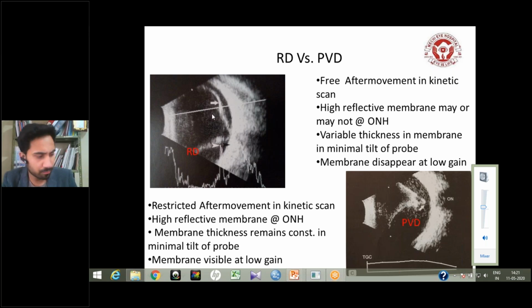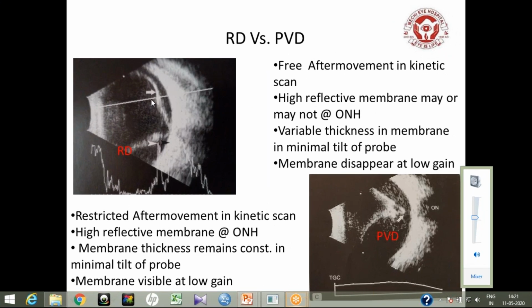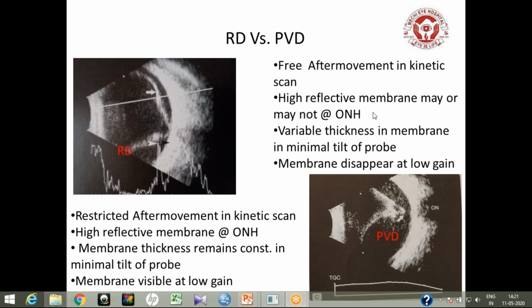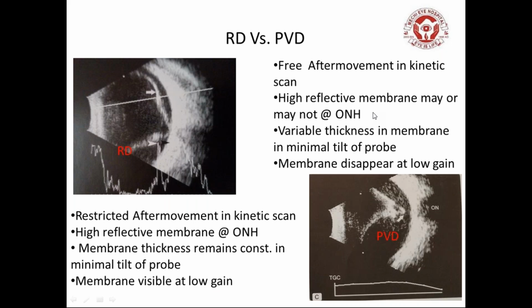When we take a scan in different planes, there will be variable thickening in the membrane. And if we do kinetic scan, there is free aftermovement in case of PVD and restricted aftermovement in case of RD. And if we lower the gain, then sometimes PVD disappears.